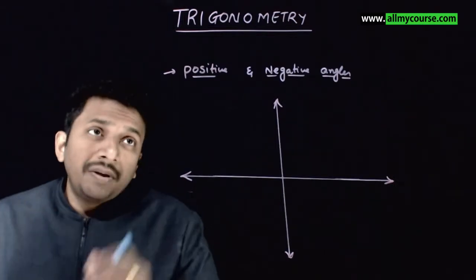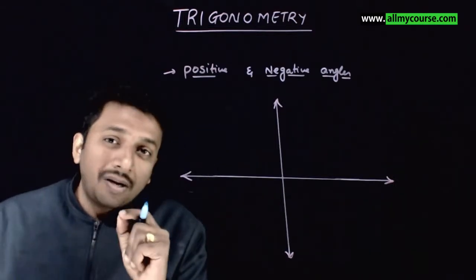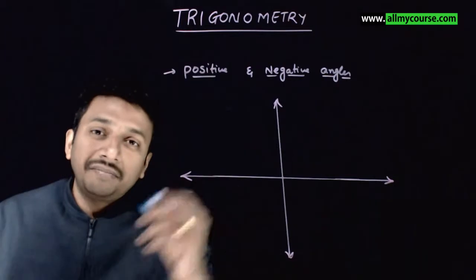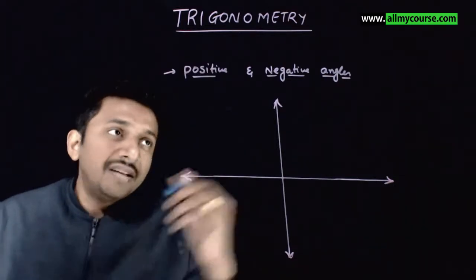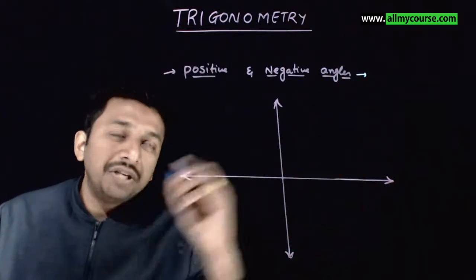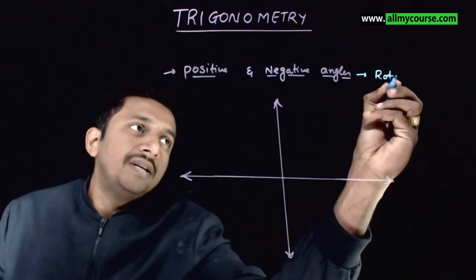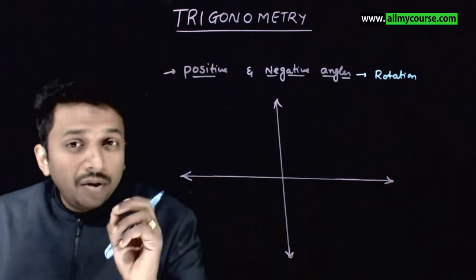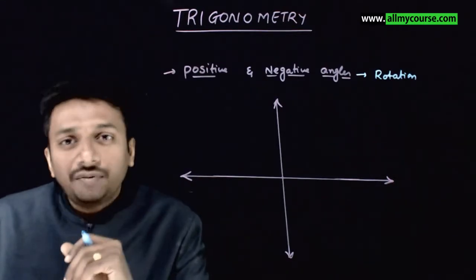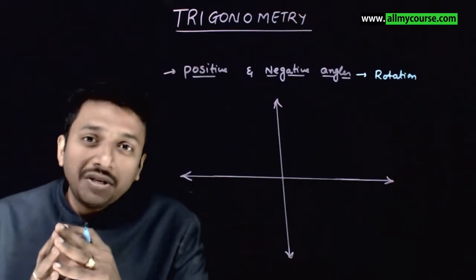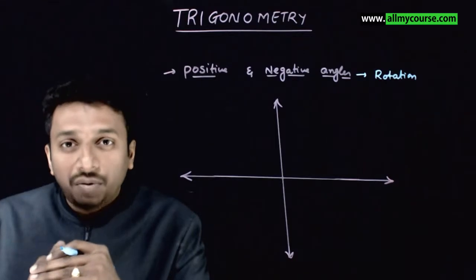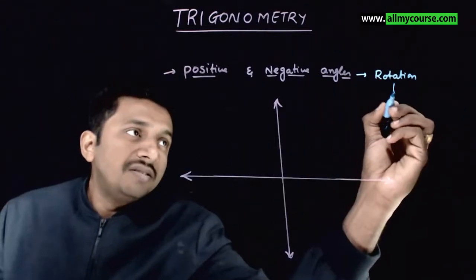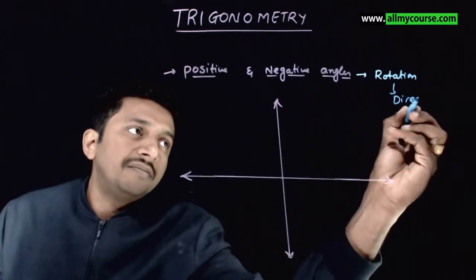So in this video, let us look at an interesting question of what positive and negative angles are. We have seen that angles measure rotation, right? And when you look at rotation, there can be two types of rotation. One is clockwise rotation and the other is anti-clockwise rotation. This rotation seems to have a direction.